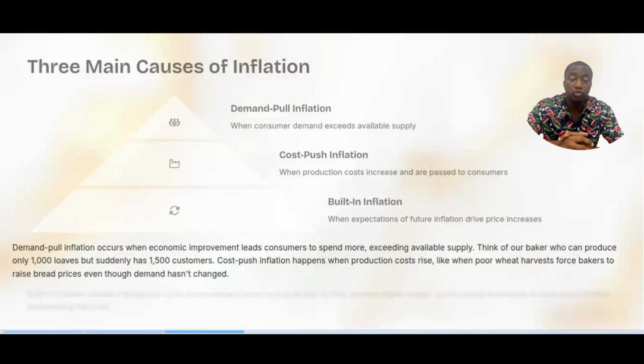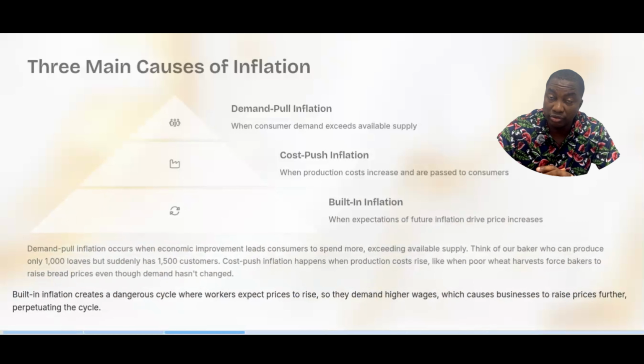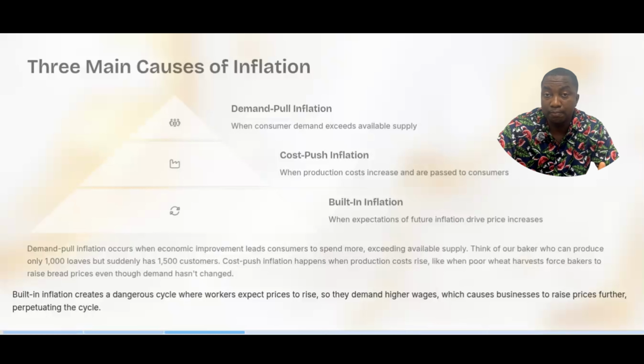Demand pull inflation occurs when economic improvements lead consumers to spend more, exceeding what is available. Built-in inflation creates a dangerous circle. This is very different because workers expect prices to rise, so they demand higher wages, for example, and this causes businesses to do what? To raise their prices further, perpetuating the circle. It can also mean, for example, that businesses anticipate that the price of things, especially manufacturing cost, is going to increase, and so for that reason they tend to increase it, right?